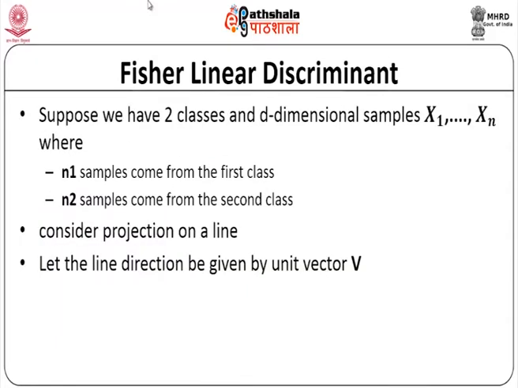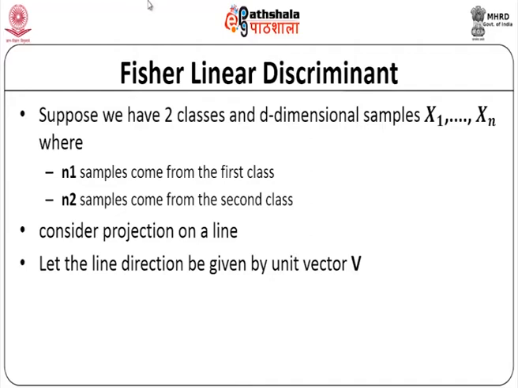So, now let us suppose we have two classes and d-dimensional samples. Remember, our original aim was to reduce the dimensionality. So, the samples are x1 to xn, where there are n1 samples coming from the first class and n2 samples coming from the second class. We assume there are two classes, the data is d-dimensional, and you have n data points, of which n1 samples come from the first class and n2 samples come from the second class.